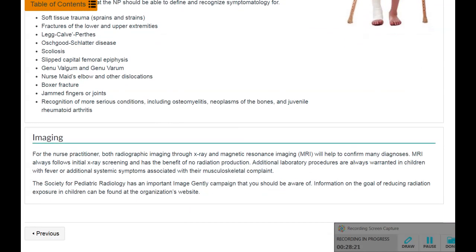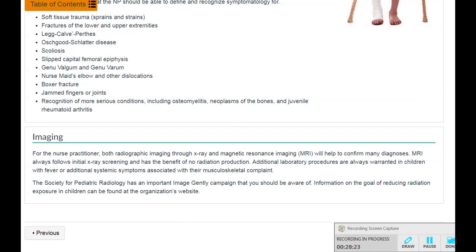Imaging. For the nurse practitioner, both radiographic imaging through X-ray and magnetic resonance imaging, MRI, will help to confirm many diagnoses. MRI always follows initial X-ray screening and has the benefit of no radiation production. Additional laboratory procedures are always warranted in children with fever or additional systemic symptoms associated with their musculoskeletal complaint. The Society for Pediatric Radiology has an important Image Gently campaign that you should be aware of. Information on the goal of reducing radiation exposure in children can be found at the organization's website.